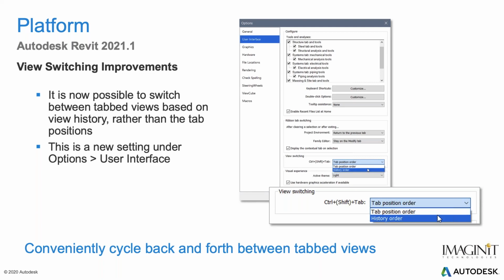You can set the view tab switching to be either by the original method or by the new history method. Users can use Control Shift and Control Shift Tab shortcuts to cycle forward and backwards through all open views in view history order in Revit.